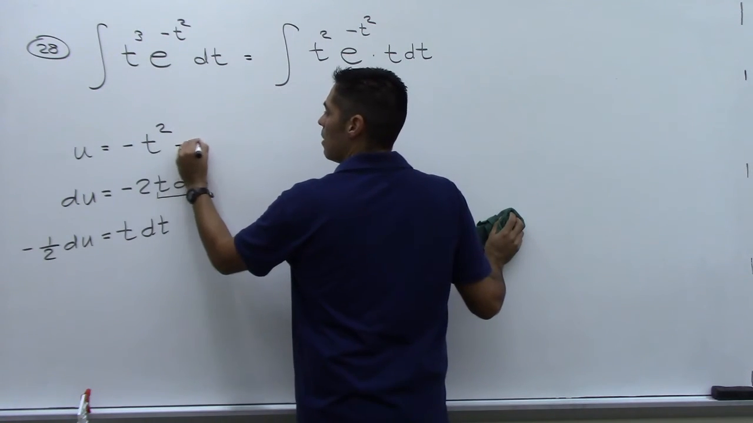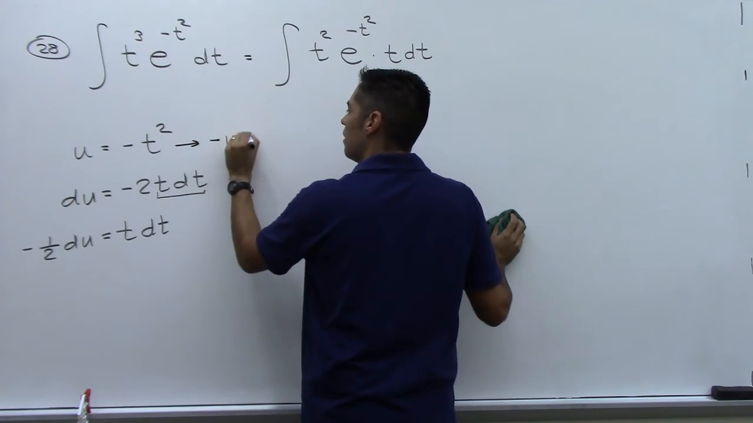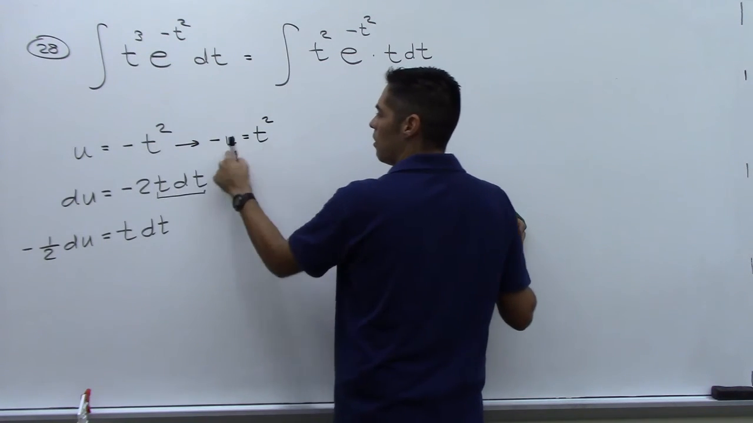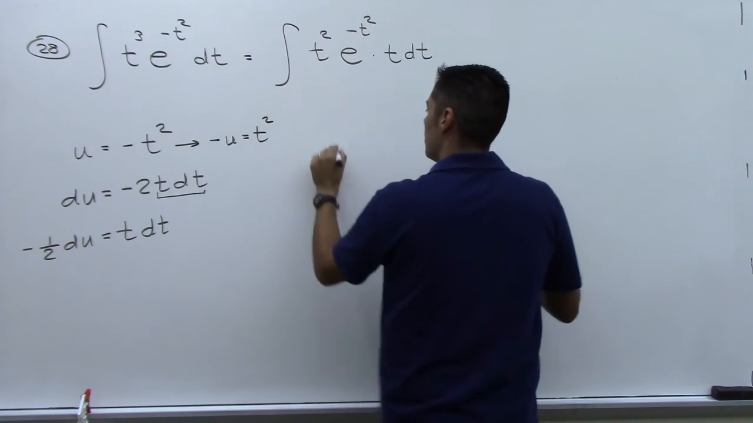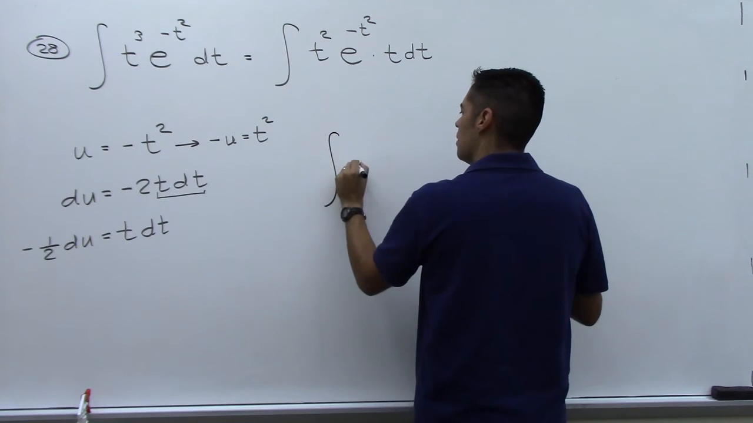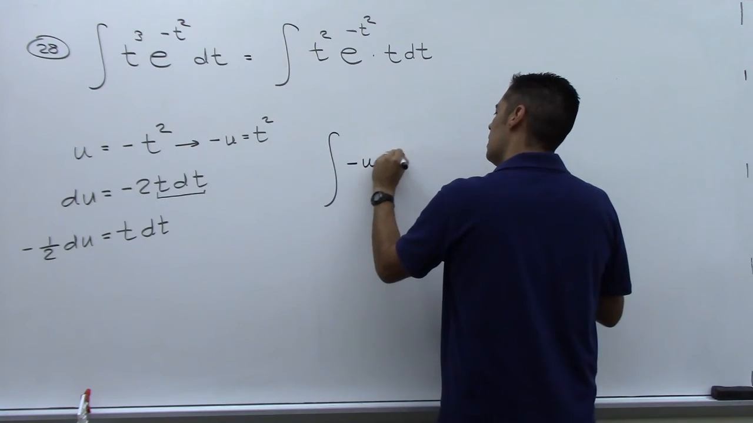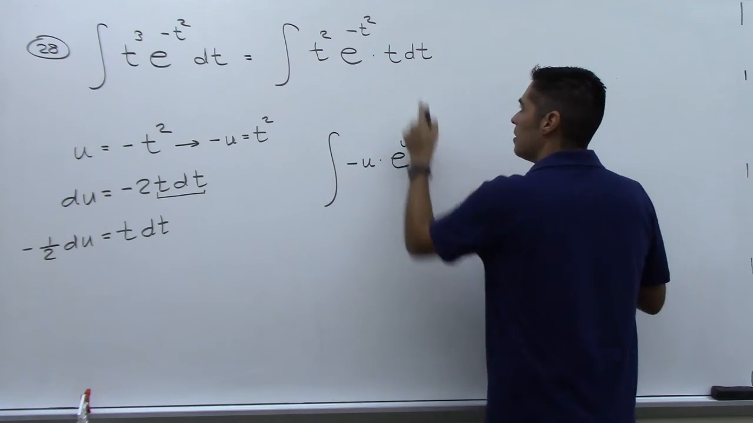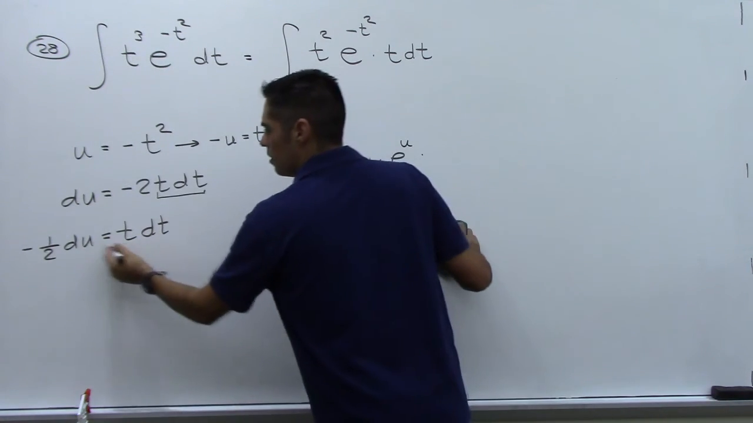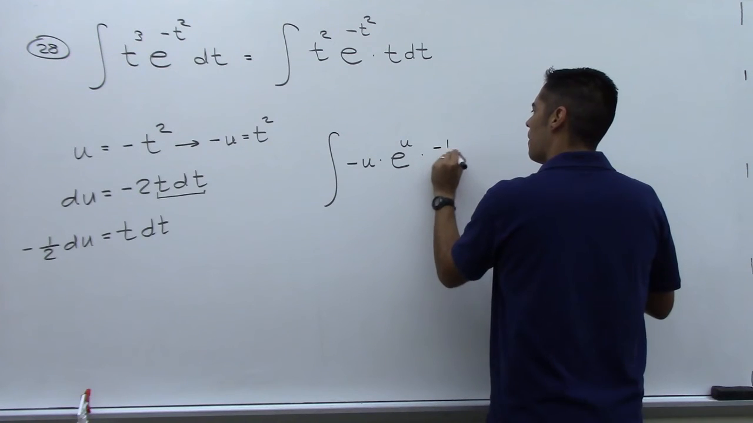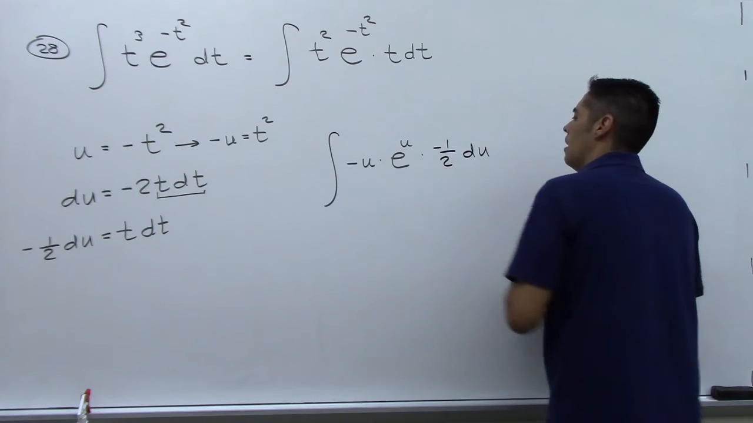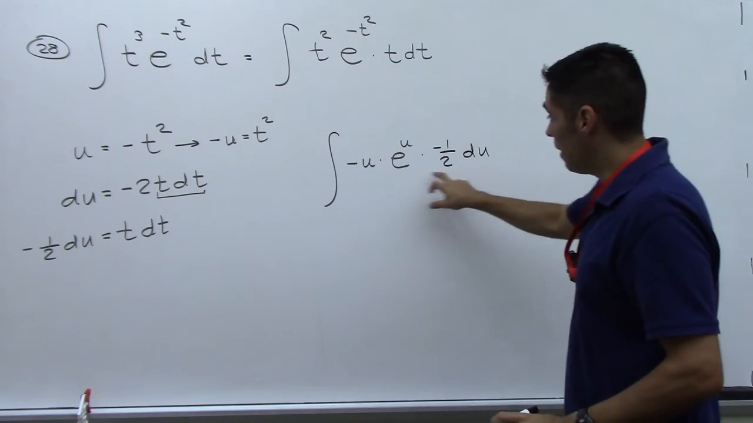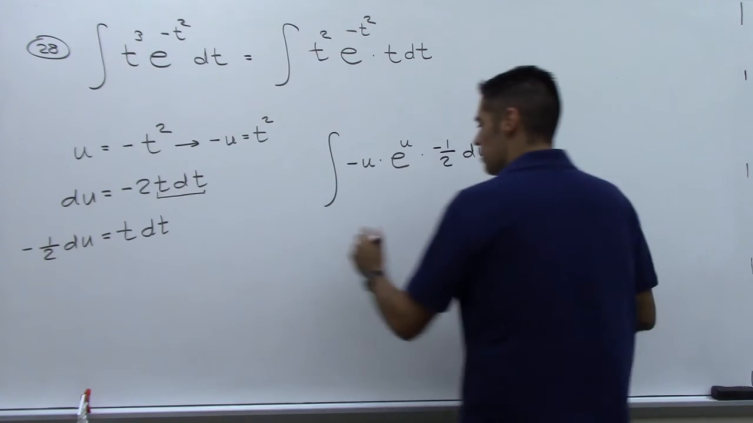We'll just take this equation, multiply both sides by negative 1. We know t squared is just negative u. So this integral becomes t squared, which is negative u, times e to the, that's just u, and then times t dt, which is negative 1/2 du. And I can pull the negative 1/2 out. The negative here becomes plus.